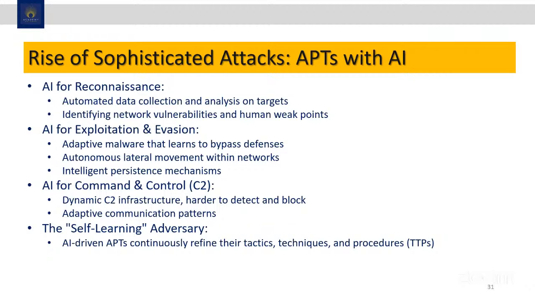So in essence, we are facing the rise of a self-learning adversary. AI-driven entities can continuously refine their tactics, techniques, and procedures. That's what we call TTPs. APTs now continuously refine those TTPs based on their interactions with the target's defenses. If they see this one is preventive, this one is detective, they will act accordingly to what the target defenses are, which makes them incredibly resilient. It's very, very difficult to play against APTs.